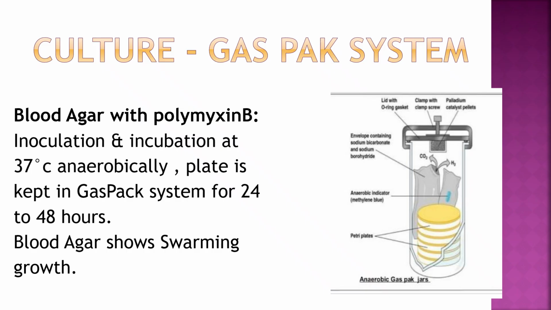Now after gram staining, you can do inoculation into the blood agar plate with polymyxin B, and then inoculation and incubation at 37 degrees Celsius anaerobically done. Plate is kept in gas pack system for 24 to 48 hours, and then after that in blood agar you can see swarming growth.